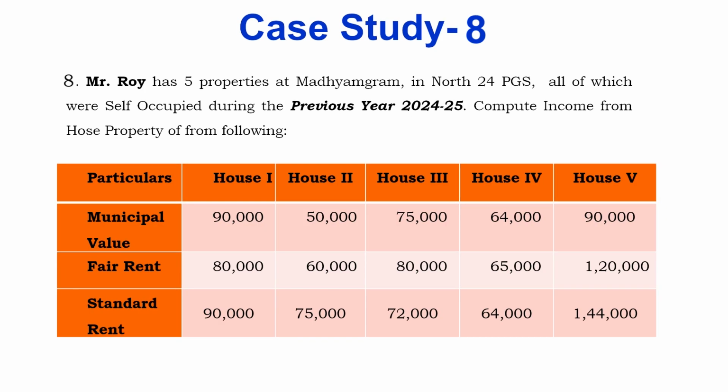Now, let's see another case study. Here, Mr. Roy has 5 properties at Moddamgram in North 24 Parganas, all of which were self-occupied during the previous year 2024-25. We need to compute income from house property of the houses as shown in the picture.